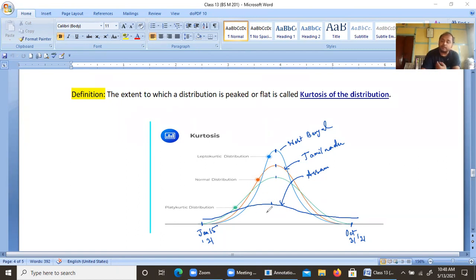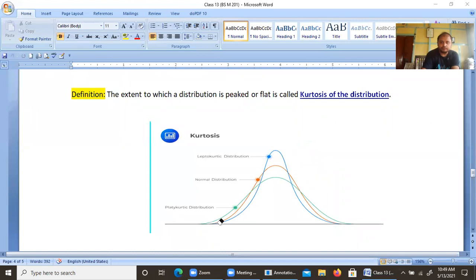Now we want to study the measure of these three different curves. We want to study how much they were peaked, how much they were flat, and how much they were between flat and peaked. So that quantification is done by the measure of kurtosis, where also we take the help of moments. My point is that when we try to compare different normal curves, this measure of kurtosis actually helps us in our comparison.